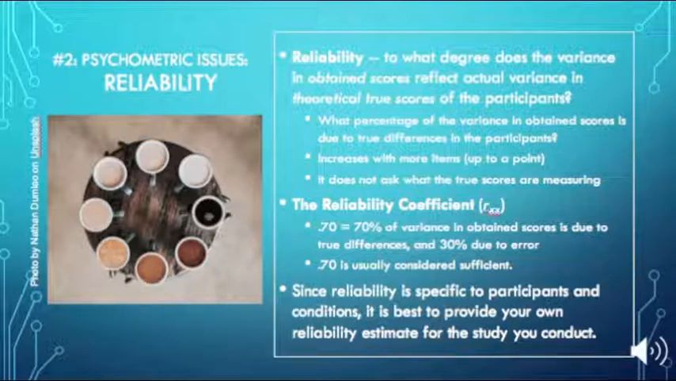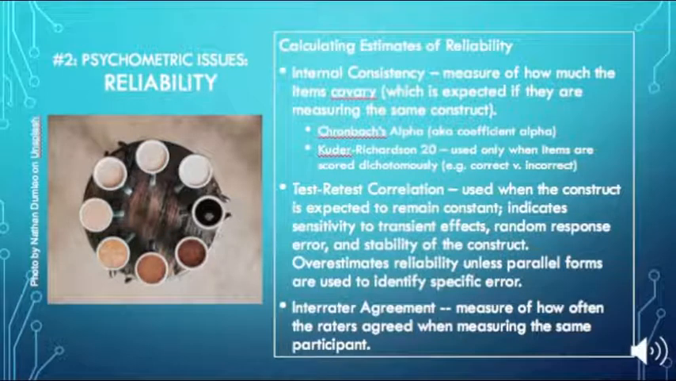You should also remember that reliability is specific to the participants and the conditions under which the reliability estimate was formed. Thus, it's usually best for you to do your own reliability estimate for your study and not rely on the reliability estimates of the instrument creators. There are different types of reliability. Internal consistency, test-retest correlation, and inter-rater agreement are just 3.